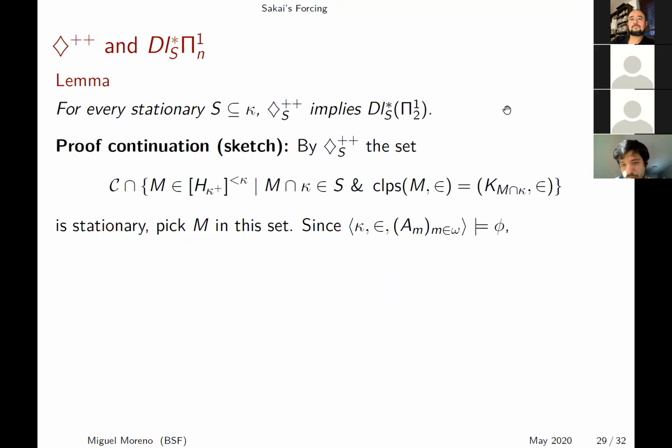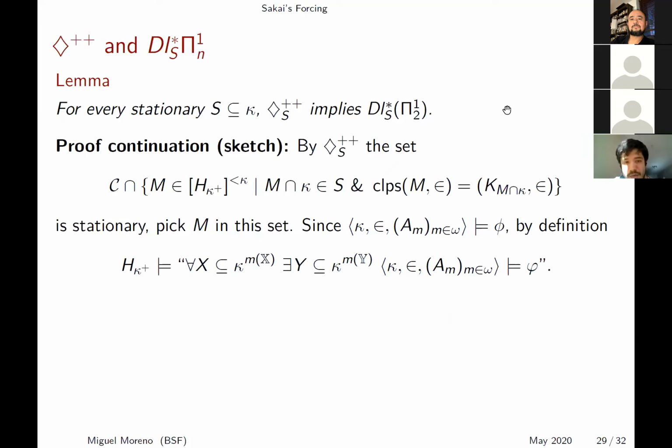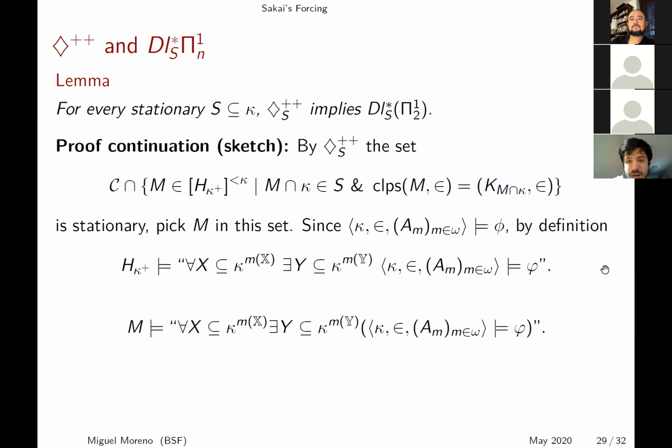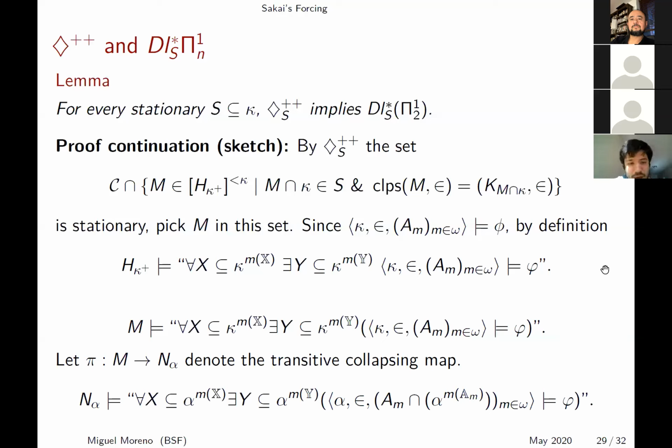We know that by assumption, kappa with membership and the predicate believe phi. By definition, that means that H_kappa plus believes that the small structure believes phi. This is just a notation, just to make it more precise. But then by elementarity of M, because M is an element of C and so M is elementary, we know that M believes the same. So we can do the transitive collapse. We have that pi is the collapse of M into N_alpha. So N_alpha believes the same.